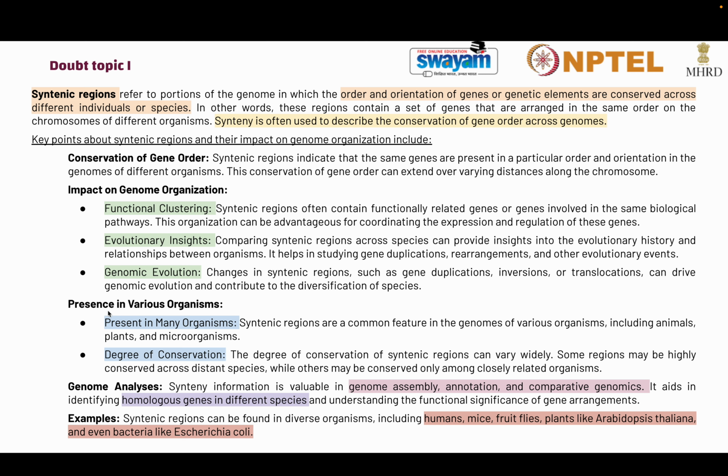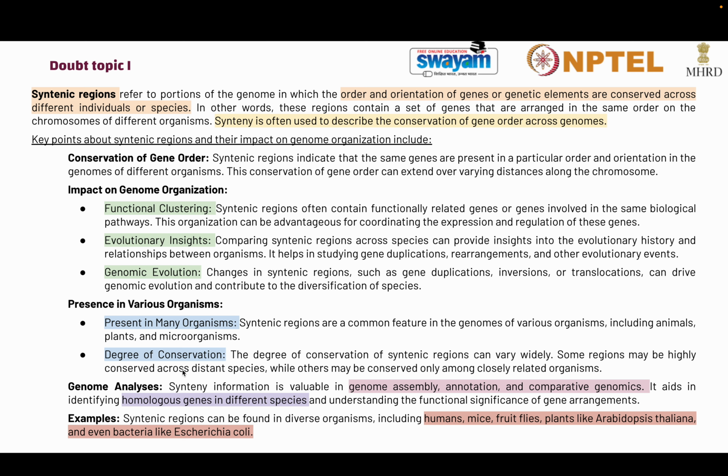Now, to describe where you can observe the syntenic regions, is it only observed in animals or in plants? There are different organisms in which the syntenic regions are common, such as animals, plants, and microorganisms. In plants especially, the syntenic regions are observed, and not just plants and animals, but in microorganisms also you can find the syntenic regions.